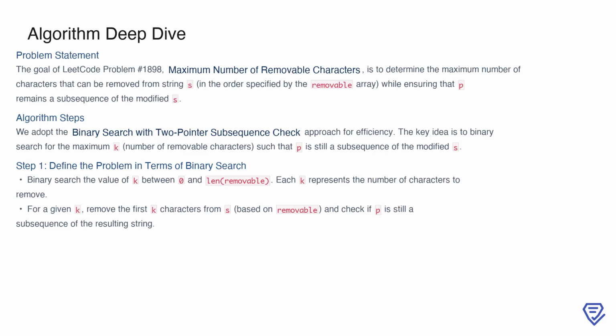To do this, we start by defining the binary search range from 0 to the length of the removable array. For each candidate value of k, we temporarily remove the first k characters from s as specified by the removable array and check whether p remains a subsequence of the modified string. This process allows us to efficiently narrow down the maximum valid k that satisfies the condition.